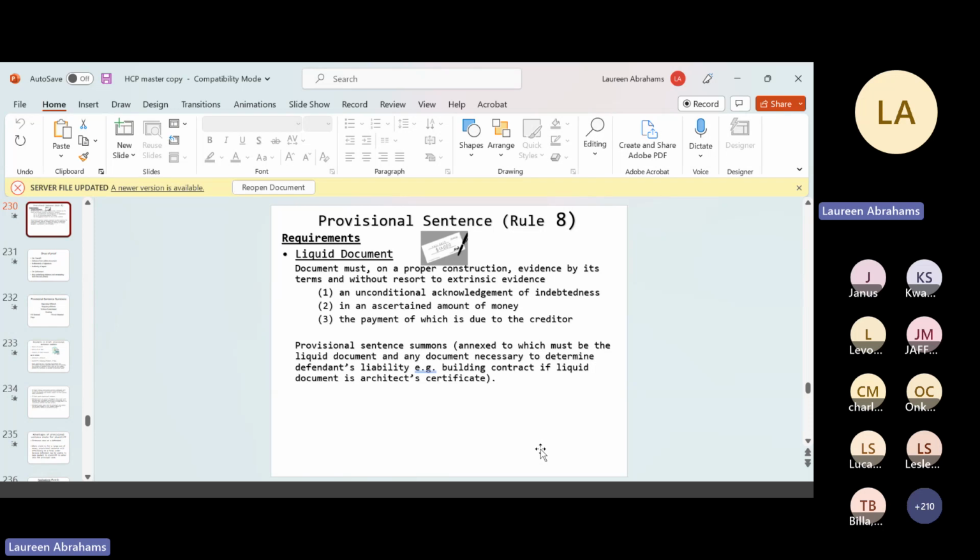Okay, I hear what you're saying. Just look at the definition of a liquid document again. It is, under proper construction, evidenced by its terms, without resort to extrinsic evidence, an unconditional acknowledgement of indebtedness in an ascertained amount of money, the payment of which is due to the creditor. So the ascertained amount of money would be there, and the payment which is due to the creditor would be there, right, in the invoice. Is it an unconditional acknowledgement of indebtedness? You say then we have to look at the quote. That is not without resort to extrinsic evidence. That is with resort to extrinsic evidence. I agree with you there.